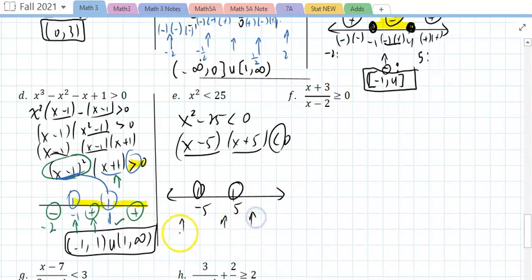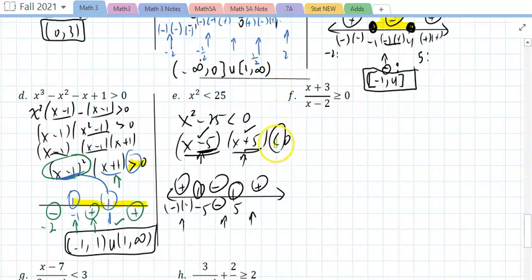3 regions to test. Say negative 6. Negative 6 minus 5 is negative. Negative 6 plus 1 is negative. Two negatives multiplied will give a positive. A point between negative and positive, 0, put a 0 in there. That's a negative 5 times positive 5, that's a negative. And a point to the right, say 10. 10 minus 5 is positive, 10 plus 5 is positive. Two positives will leave the positive. Where is this less than 0? It is from negative 5 to 5, not included.